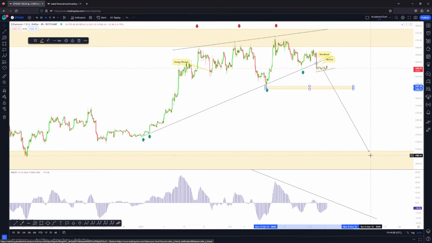This is the 78.1 percent retracement that on the weekly used to be corrected to that point.